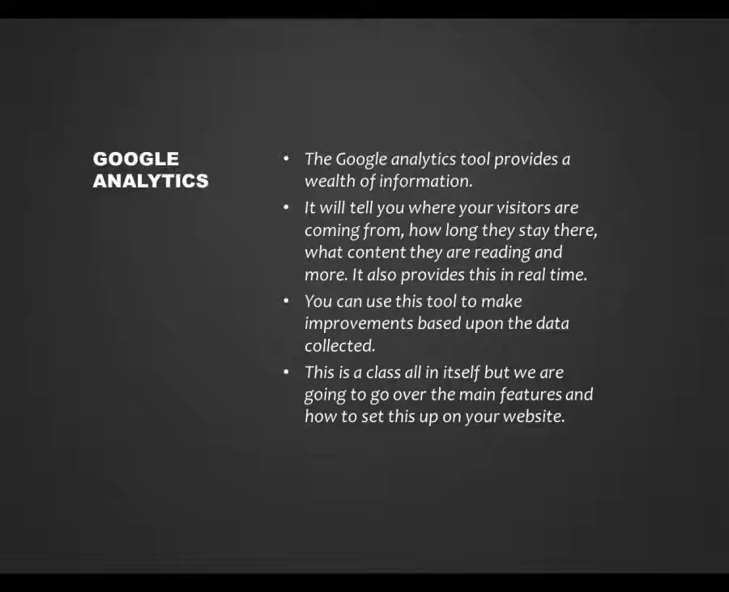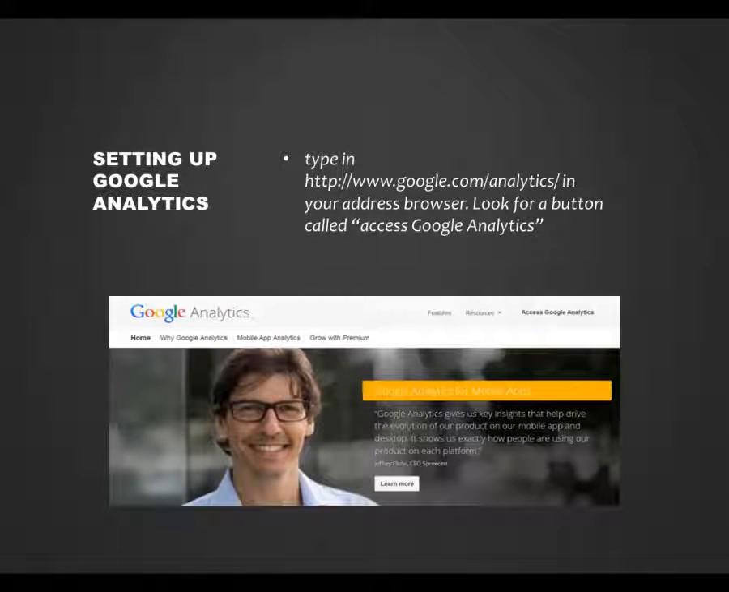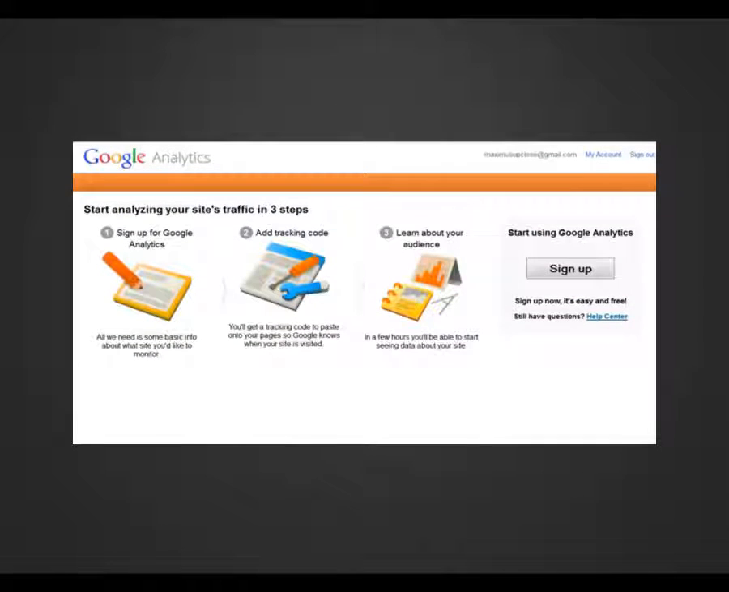Okay? This is a class all in itself, but we are going to go over the main features and how this is set up on your website. Okay? So if we go here to setting up Google Analytics, what we do is go into google.com Analytics and type that in your address. Look for a button called Access Google Analytics, and you'll see that right here. Okay? The next screen that you're going to come to is a screen like this. It'll say Start Analyzing Your Site's Traffic in 3 steps. All right? So what you want to do is click Sign Up.